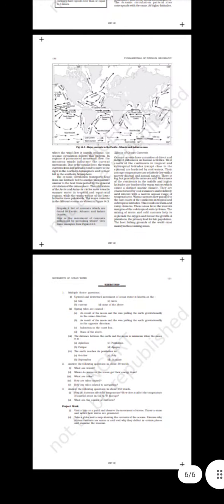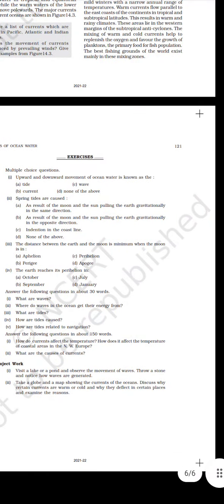Exercises. Multiple choice questions. Upward and downward movement of ocean water is known as: tide, wave, current, none of the above. Spring tides are caused as a result of the moon and the sun pulling the earth gravitationally in the same direction.